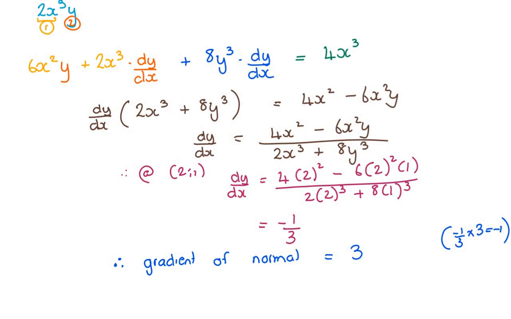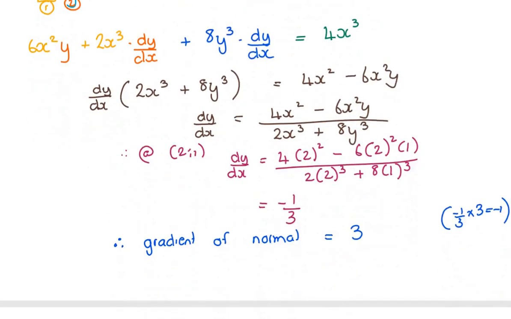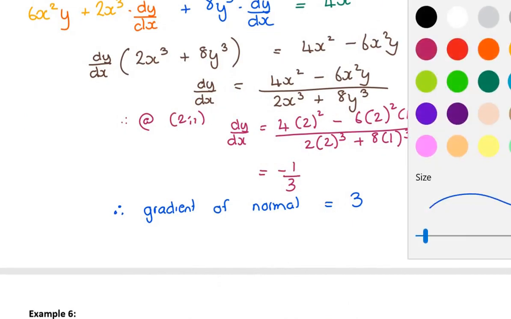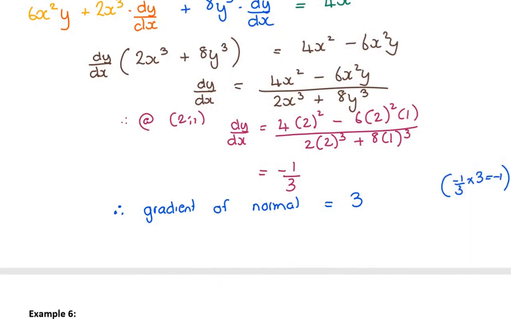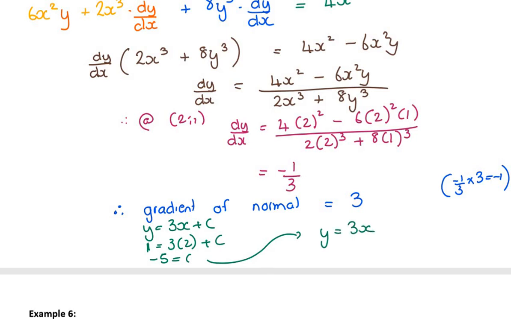They could have actually asked me for the equation of my normal. Oh, wait, they did. So I need to continue then. I know the point. The point is (2, 1). So I now know that this graph is y = 3x + c. So if I substitute in (2, 1), I get c is minus 5. And so y = 3x - 5. Great. Okay, so that was the idea of a normal.